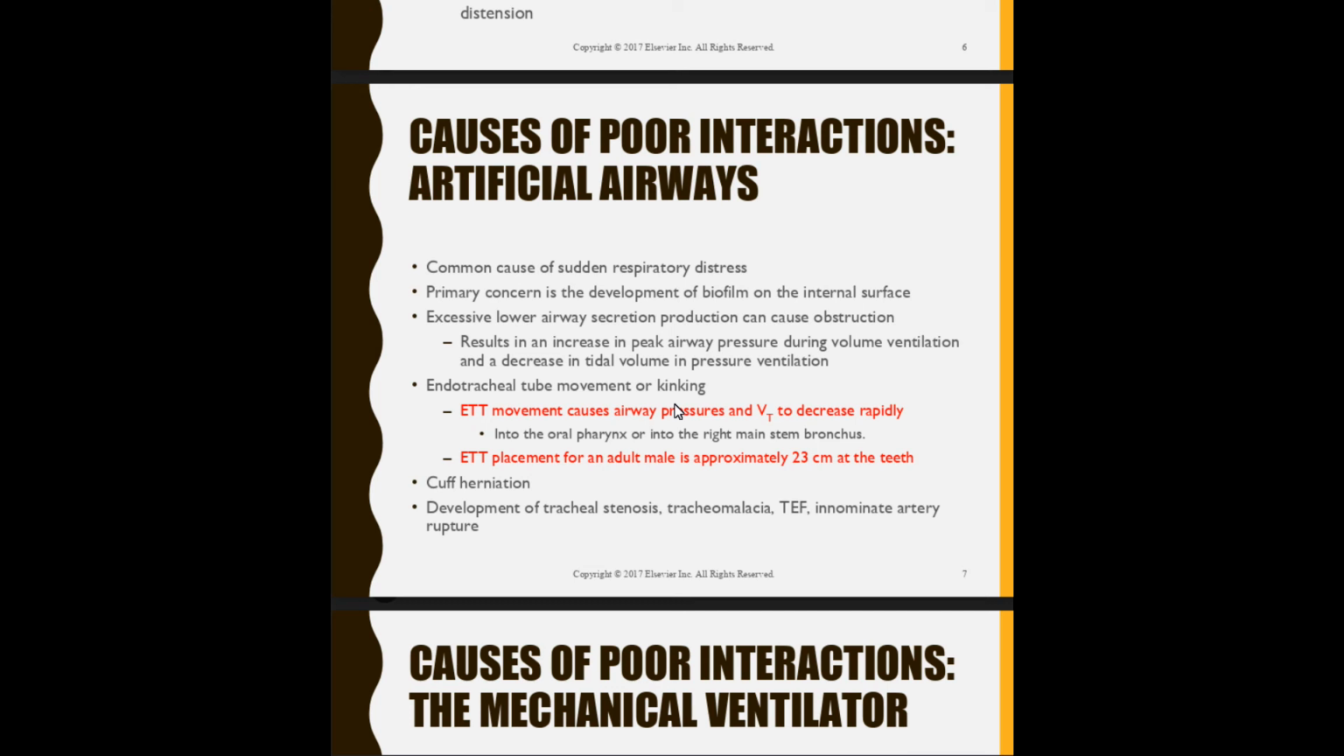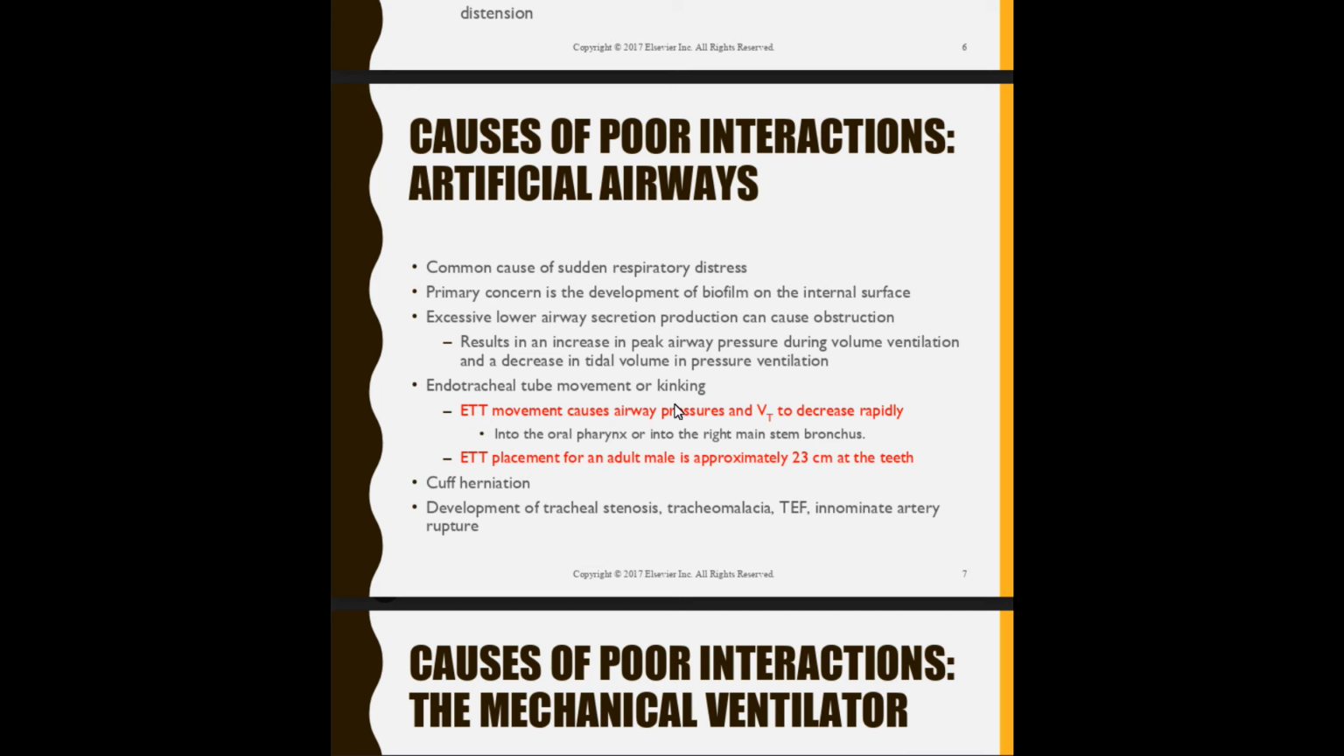Okay. Let's see. Results in an increase in peak airway pressure. So if I have an obstruction, I'm hardly getting any air, so my straw basically is narrowing. It's going to increase pressure. So your peak airway pressure, or your peak inspiratory pressure, it says results in an increase in peak airway pressure during volume ventilation and a decrease in tidal volume in pressure ventilation. All right, so that's what the obstruction does. It's going to increase your peak airway pressure in volume control. All right, in pressure control, it decreases your tidal volume, because in pressure ventilation, we're just controlling pressure.